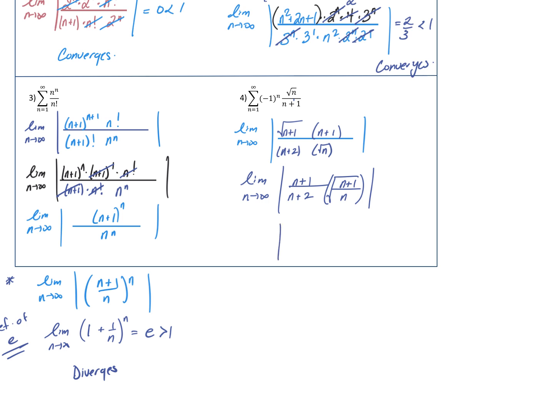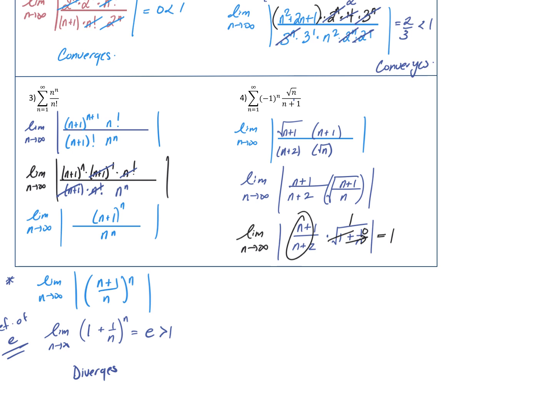So then that one becomes n plus 1, n plus 2. So we get 1 plus 1 over n inside the square root. If we go to infinity, so limit as n goes to infinity, this goes to 0. So this is just 1. This is 1. So this is 1. So this is inconclusive.